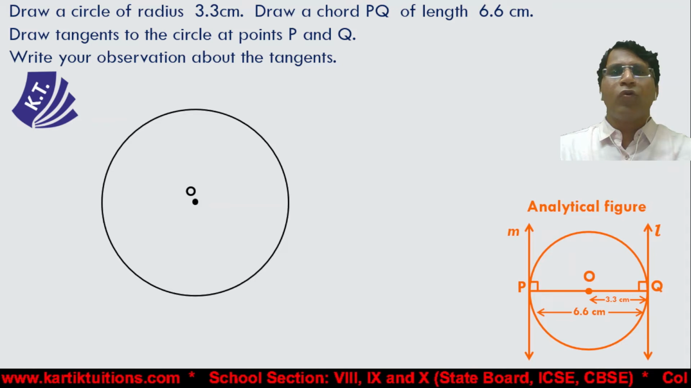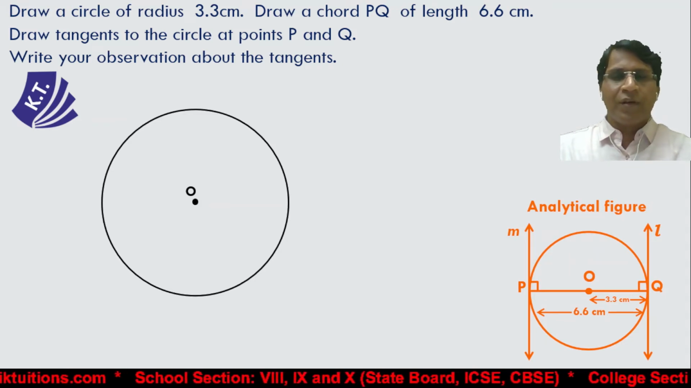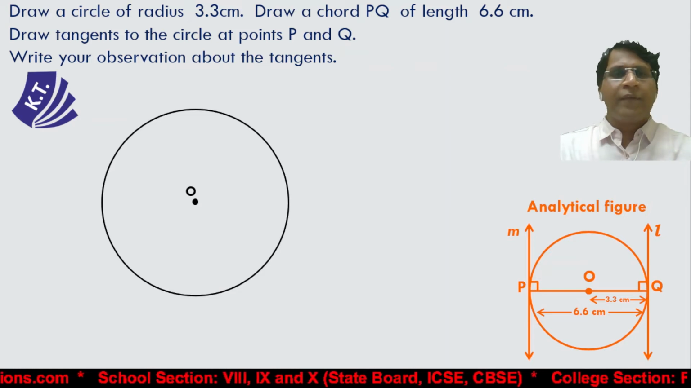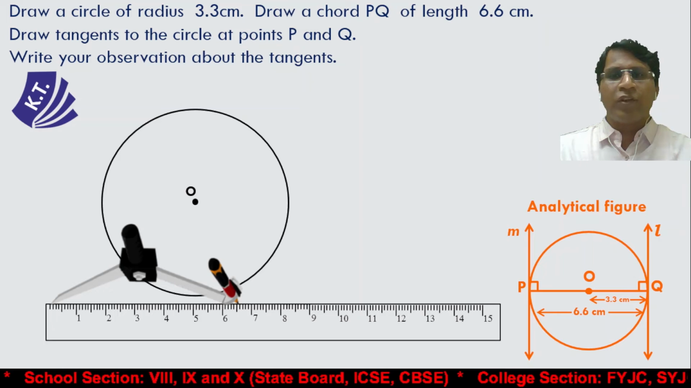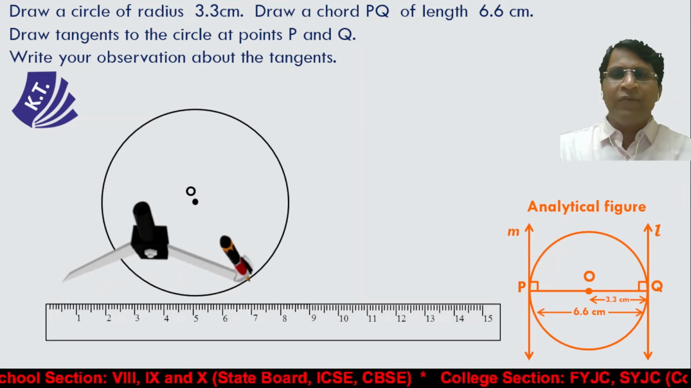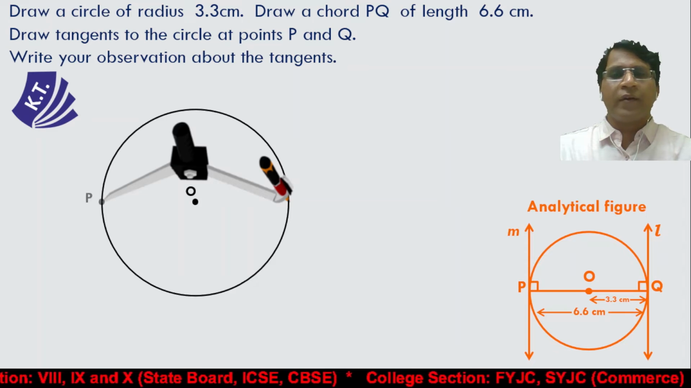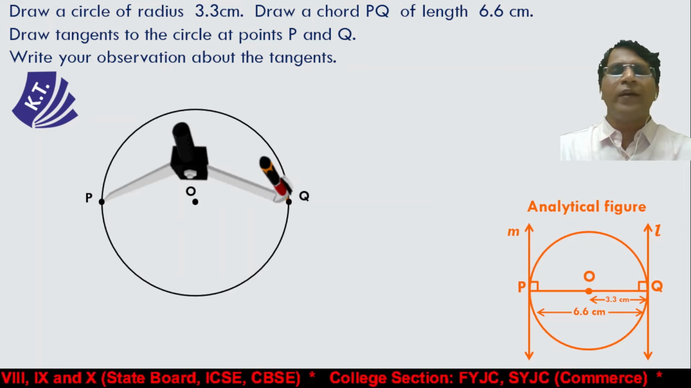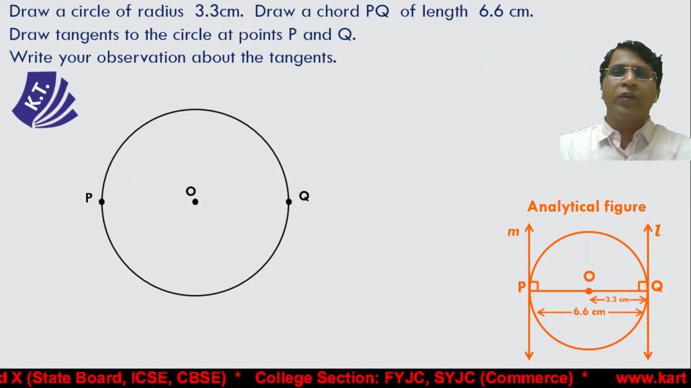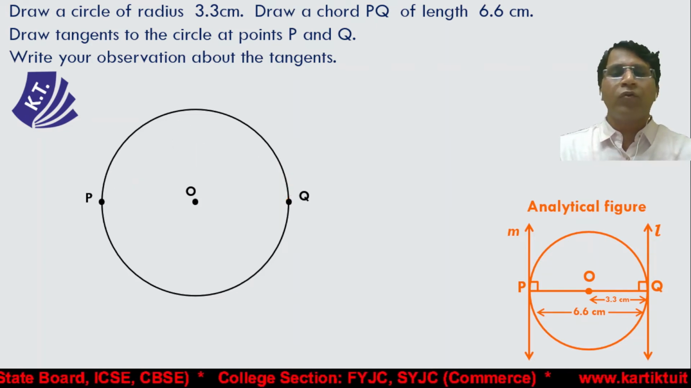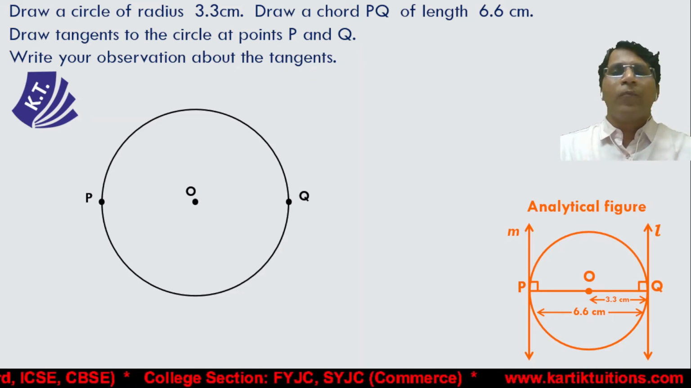Now next we need to draw the chord of length 6.6. As I told you, in this sum, the length 6.6 is twice the radius, so it is our diameter. So we'll take the arc of 6.6, place it anywhere on the circle and cut the opposite end on the circle. So we get the two points on the circle, that is P and Q. Now they want us to draw the tangent to the circle at the points P and Q. So first, we'll draw a line which passes through P and Q.